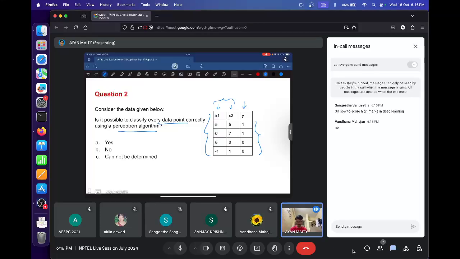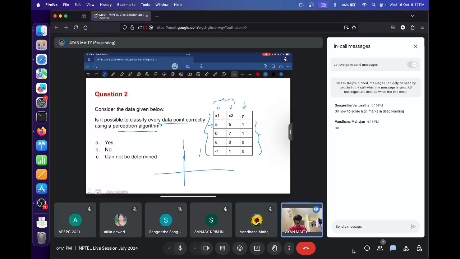So for this question, you first have to roughly plot these points on a 2D coordinate system to visualize the points. You can also do it without visualization, but visualizing it would make it easier. The first point is 5, 5, so this would be somewhere here. The class is 1 for this question.